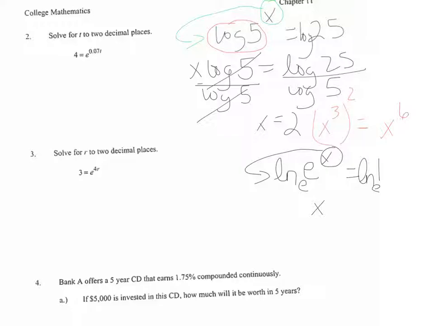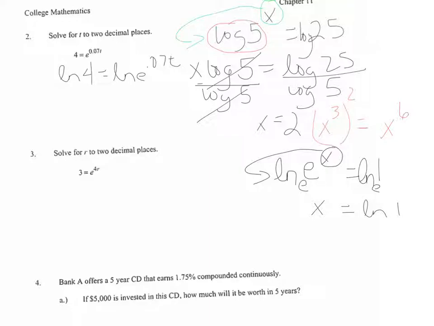It has to be. If this base is the same, I'm looking for the exponent that this base has to be raised to give me this. Well, it's got to be whatever that exponent is. So that's where we get a little bit of a shortcut if we see we have an e. I can take the natural log of each side. So if I take the natural log of 4 and set it equal to the natural log of e to the 0.07t power, what can I do on the right side?